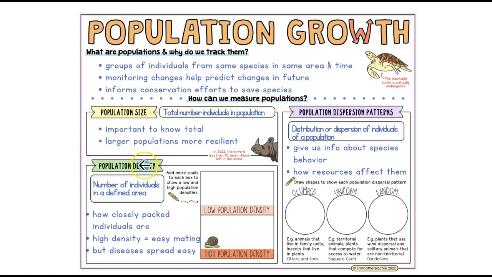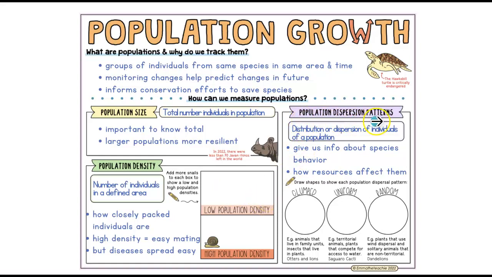Then we have population density, which is the number of individuals in a defined area. It's how closely packed these individuals are. High density would allow for easy mating, but it also allows diseases to spread more easily. So if you'll just draw a little picture of low population density and then high population density, that would be great. You could just do it with dots or X's or something simple.